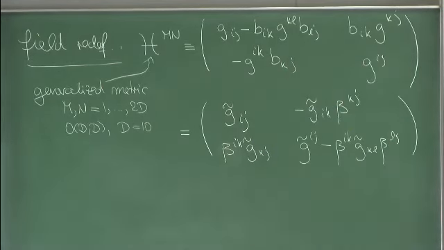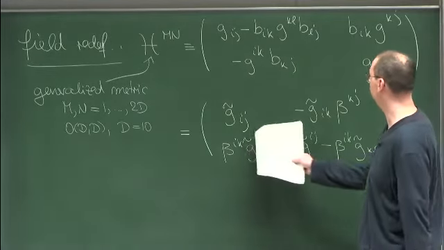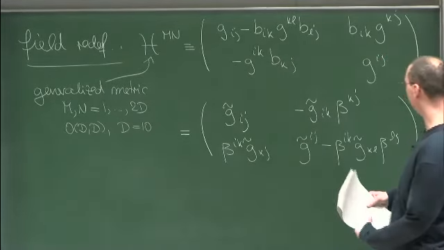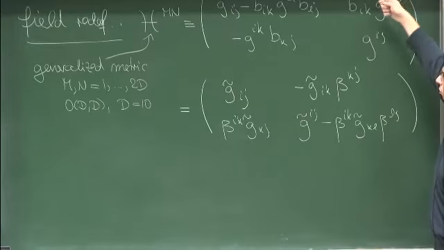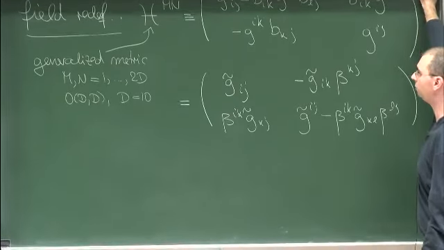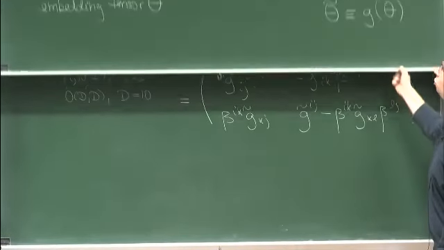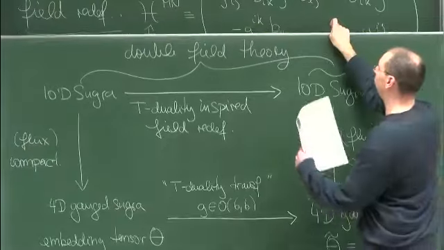So if you just look into it, we just swap rows and columns, and we swapped indices for every single entry. So a G becomes a G tilde, a B becomes a beta with upper indices, and that equation here characterizes the field redefinition. So we go from old variables G and B to new variables G tilde and beta.